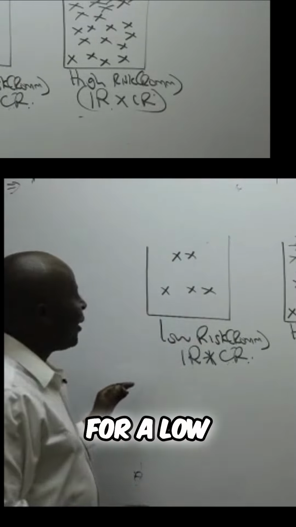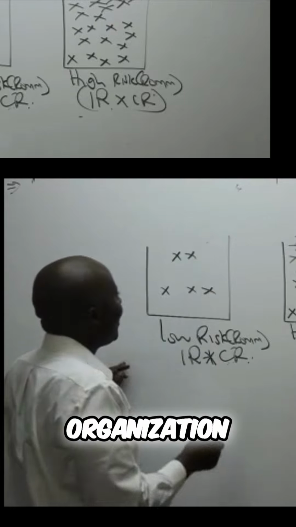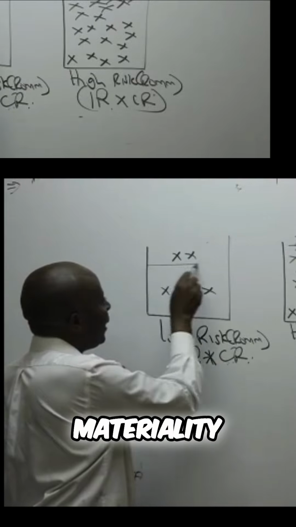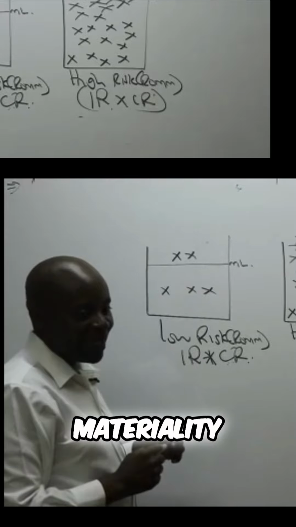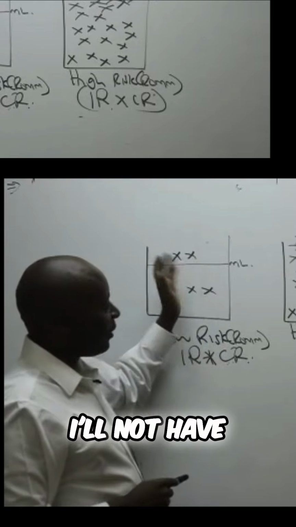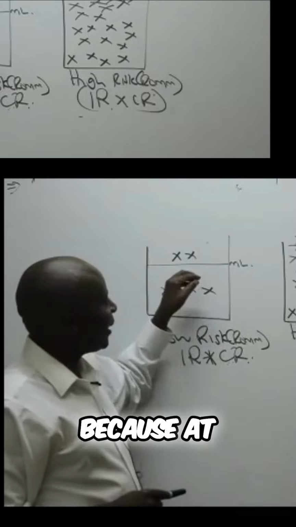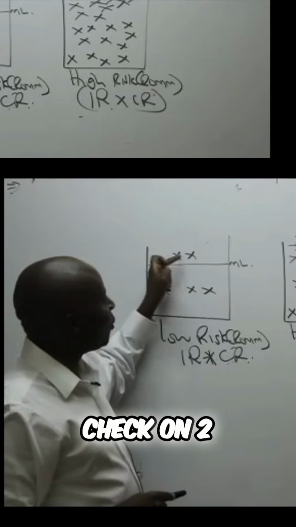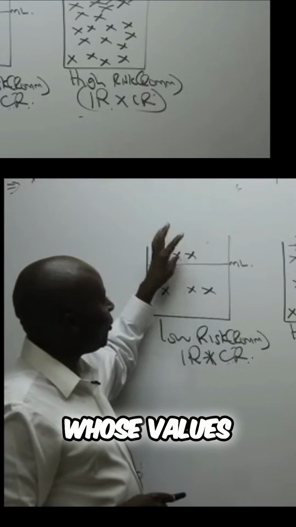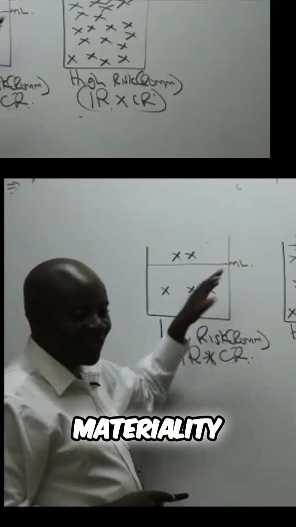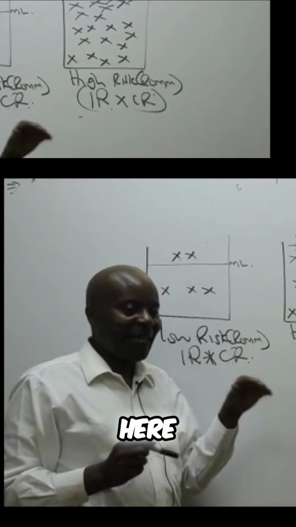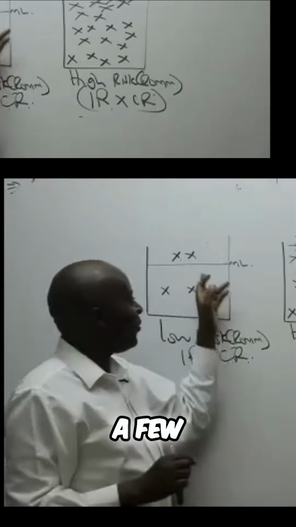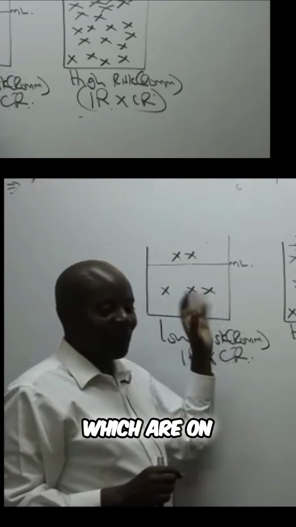Now, for a low risk organization, if I come and set my materiality level up there, I'll not have a problem. Why? Because at least here, I'll be able to check on the items whose values are more than the materiality level. I'll be able, ladies and gentlemen, to check a few. There'll be very few really, which are on top.